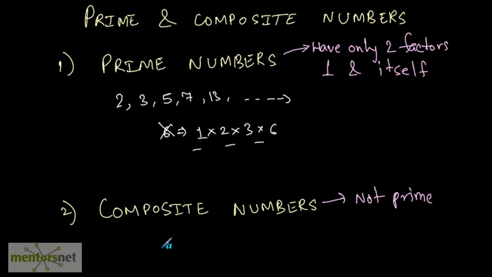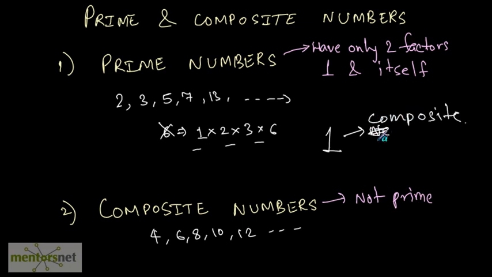And the numbers which are not prime are composite numbers. So we could have 4, 6, 8, 10, 12 and so on as the composite numbers. Now the number 1 is neither a prime number nor a composite number. So 1 is not a composite and not a prime.